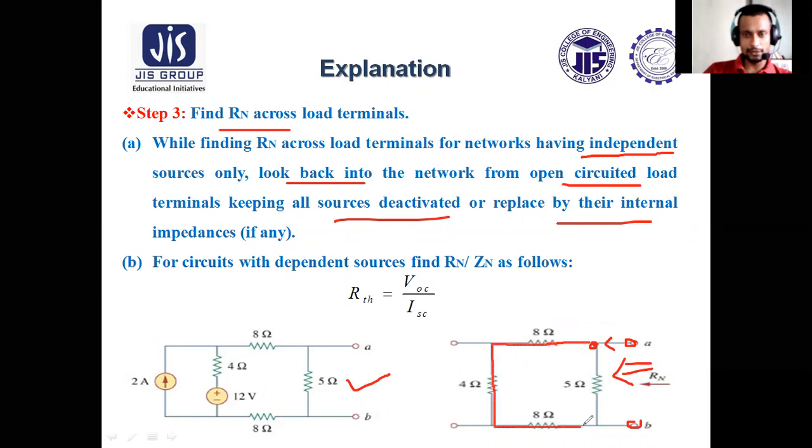This is one path to reach at this point. Suppose this is X point, this is Y point. So to reach at Y from X, you have two paths. One is shown by this red line, another is shown by this blue line. Now, these are two different paths to reach at Y from X. So these two paths are parallel paths.